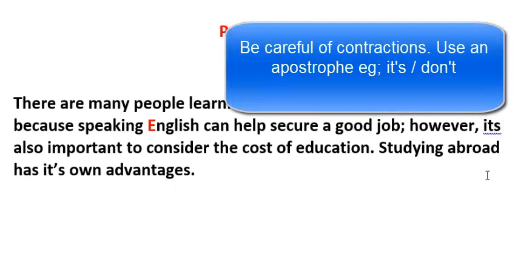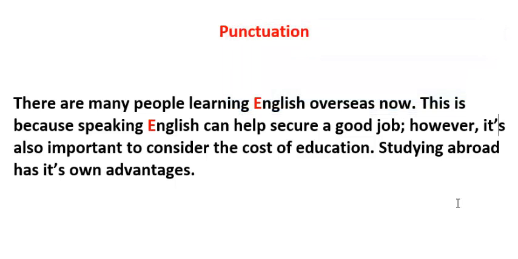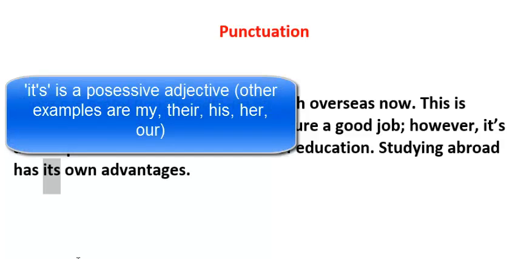So this is a contraction of two words, it is. So I need to show that by adding an apostrophe. It's also important to consider the cost of education. This is good. I finished this idea with a full stop and started the new sentence with a capital letter. Studying abroad has its own advantages. Aha. Whereas here I forgot the apostrophe. In this case, I don't need an apostrophe because this isn't a contraction of two words. It's actually the possessive adjective, its own advantages.